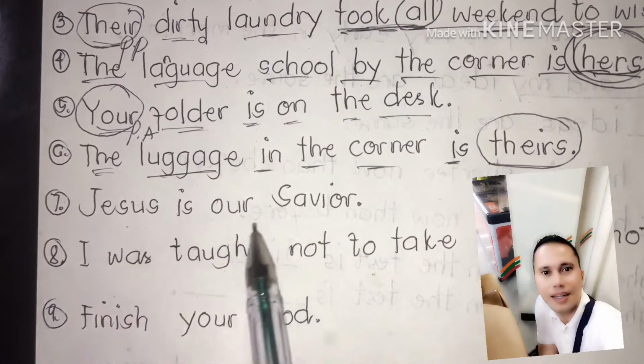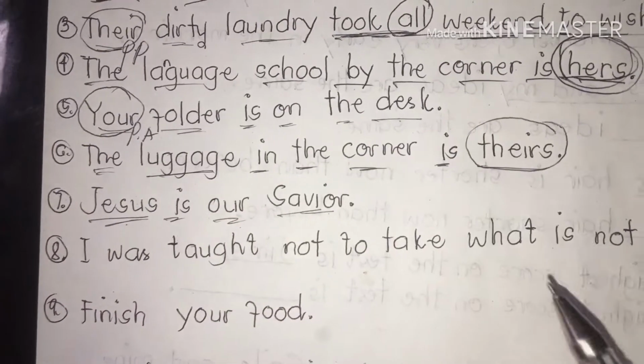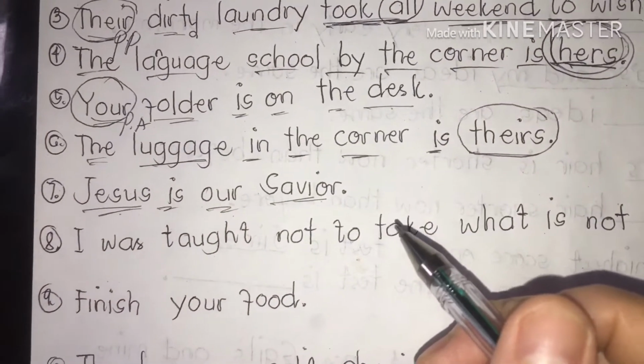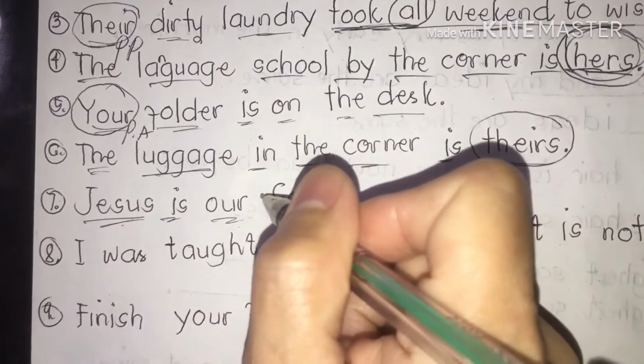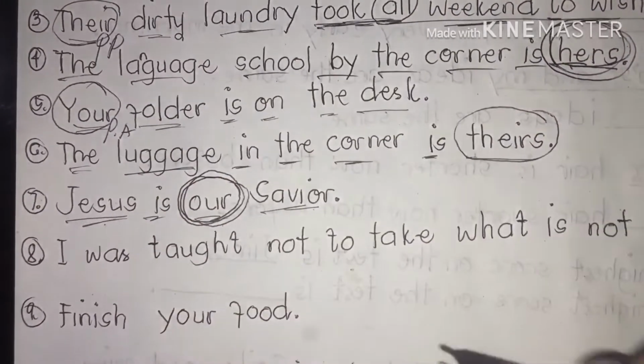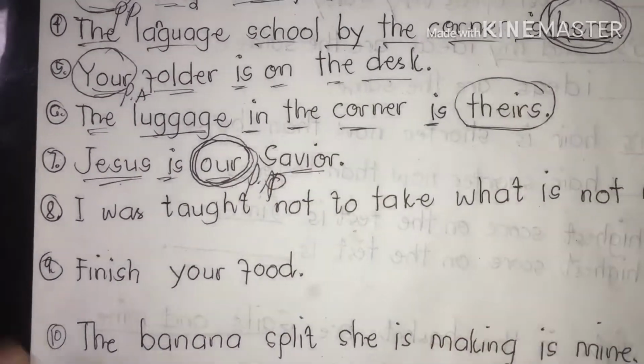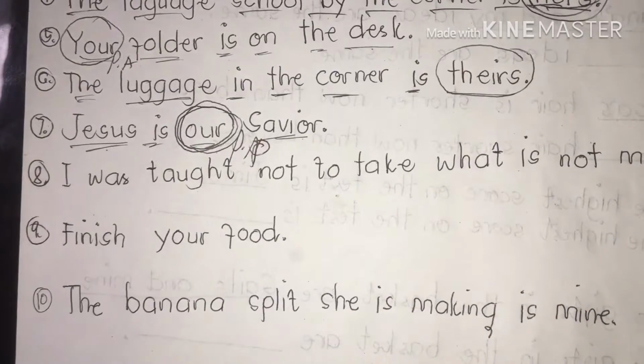Next, Jesus is our Savior. Here, our is first person plural. Our is a possessive adjective that describes something about the noun.